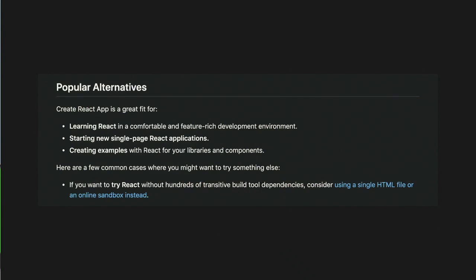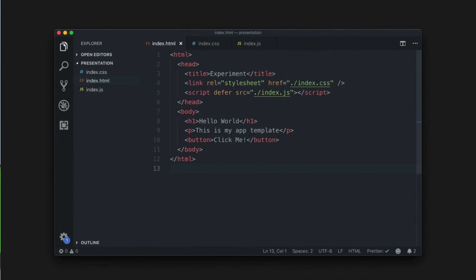So the first place I looked was the Create React app repo, and here was the hint I'd been looking for a long time. It said Create React app is a really good fit for these things. There are a few common cases where you might want to try something else. And the top answer: if you want to try React without hundreds of dependency tools, consider using a single HTML file. I said, well, that sounds right up my street. So here's a single index HTML file.